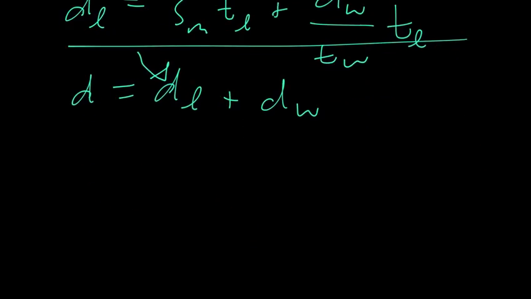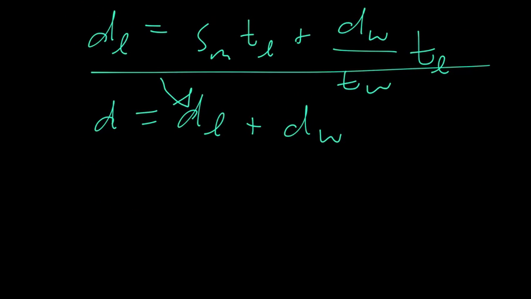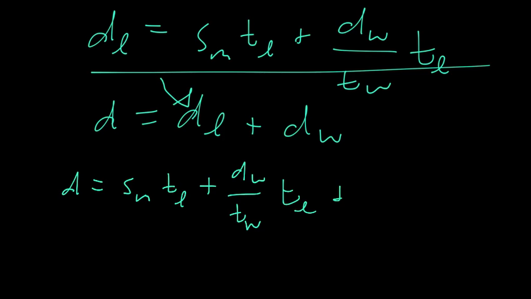And that's going to give us that D is equal to S_m T_L plus d_W over T_W times T_L plus d_W. And this is just the stuff that we plugged in for the distance traveled on the longer road, or the level road, that is.